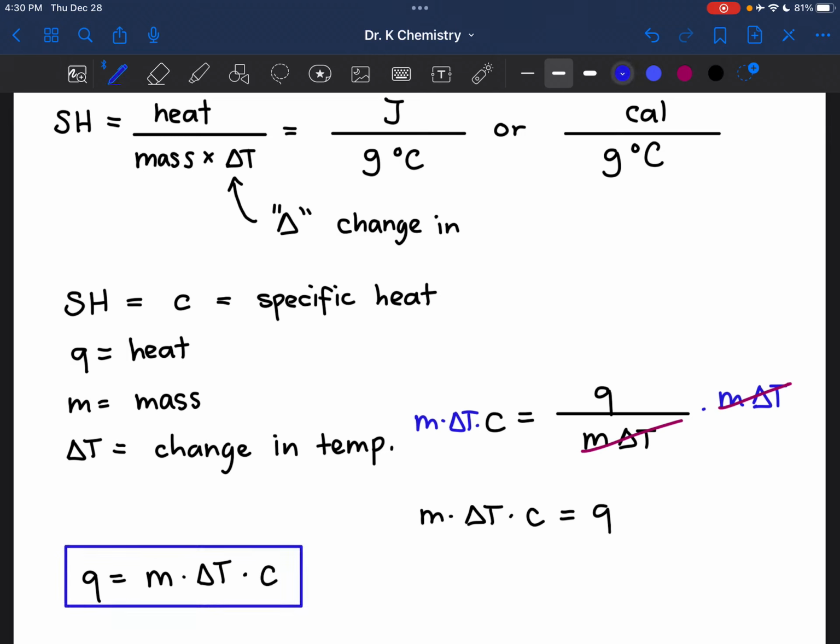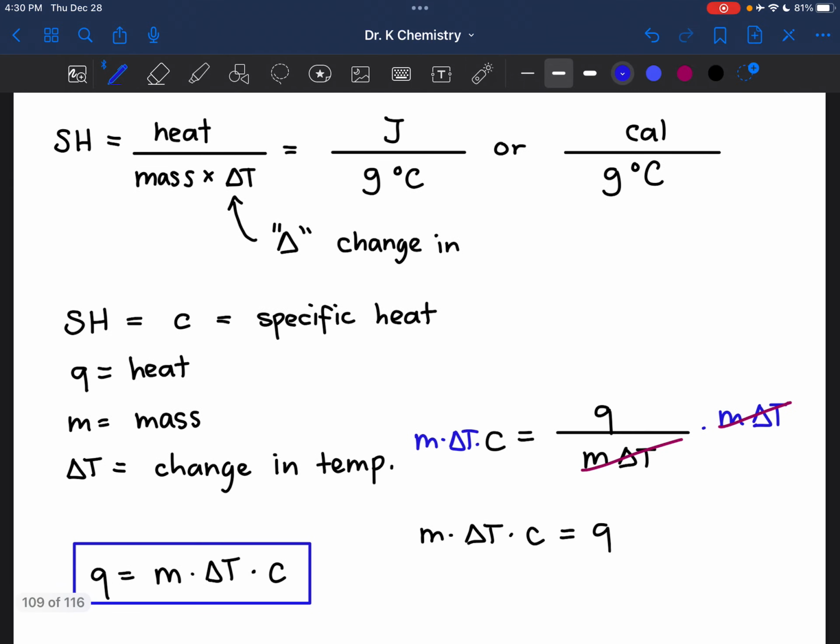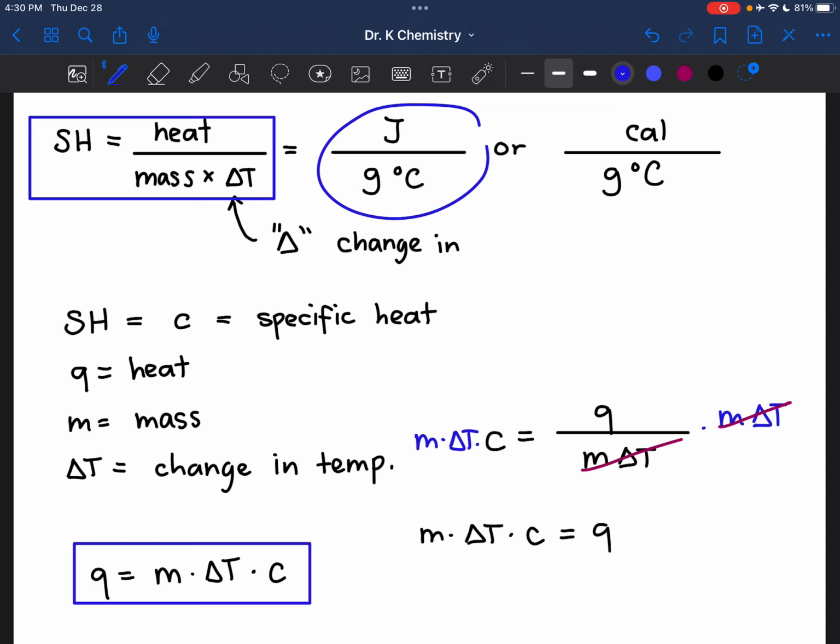So I usually provide this formula to my students. It's not something that needs to be memorized. You would just need to be able to use it. But notice that this really just comes from the definition of specific heat, which is where these units came from.